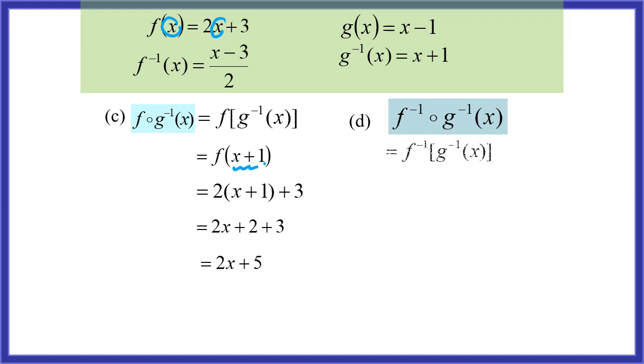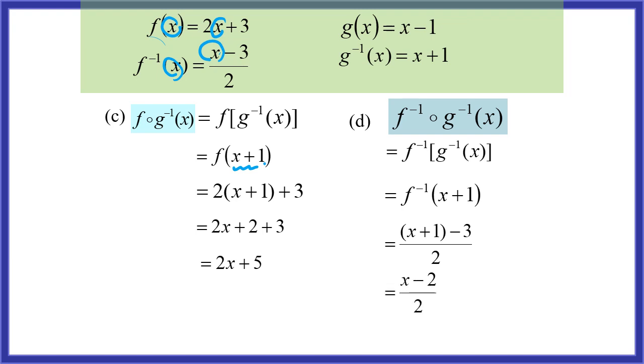So F inverse of G inverse x. We have G inverse, same as question C, so we replace by x plus 1. And then we replace the x in F inverse with x plus 1. So x is replaced by x plus 1, and we will have (x plus 1 minus 3) over 2. Simplify, we get (x minus 2) over 2. Okay, so this is for question C and D.